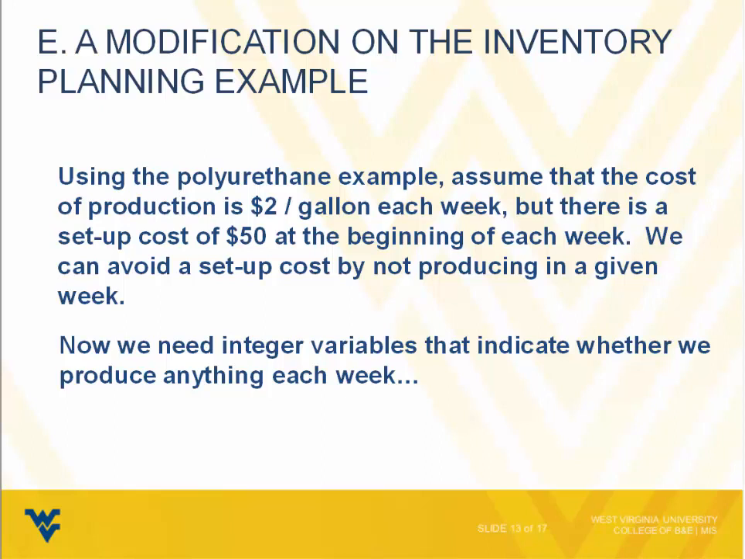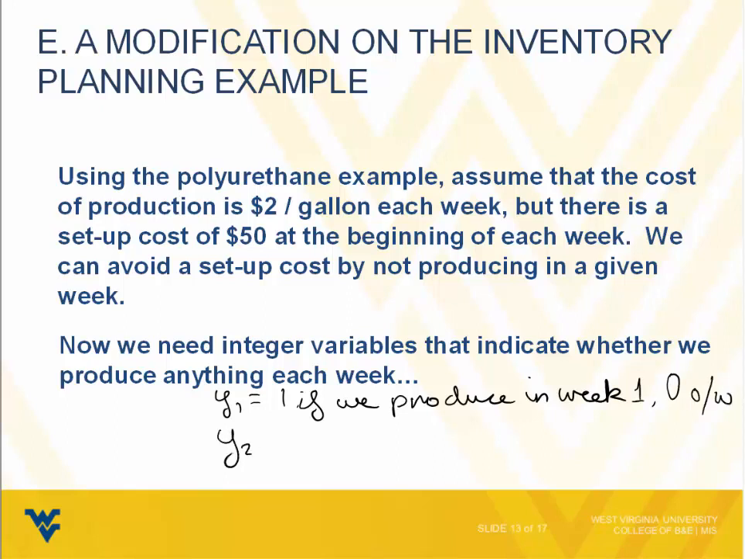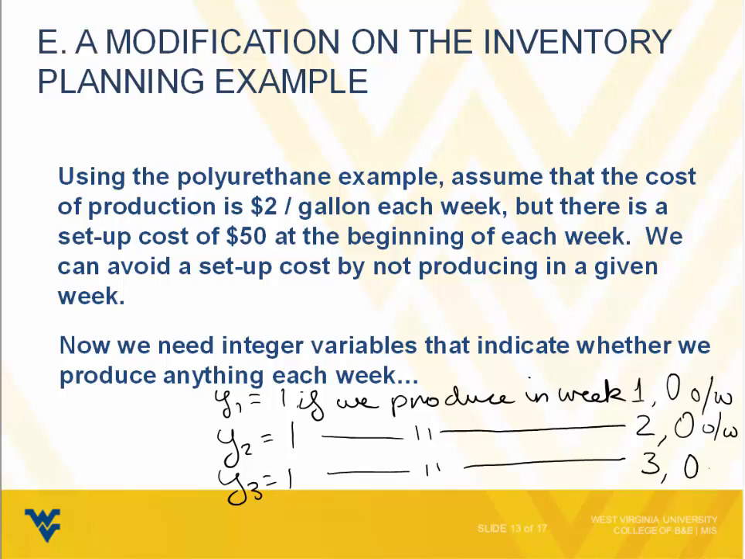So clearly it's y something, and 1 is the condition that it is true. So if you produce during week 1, it equals 1. So y1, or yi, let's use y1, is equal to 1 if we produce in week 1, and 0 otherwise. y2 is equal to 1 if we produce in week 2, 0 otherwise. And y3 is equal to 1 if we produce in week 3, 0 otherwise.